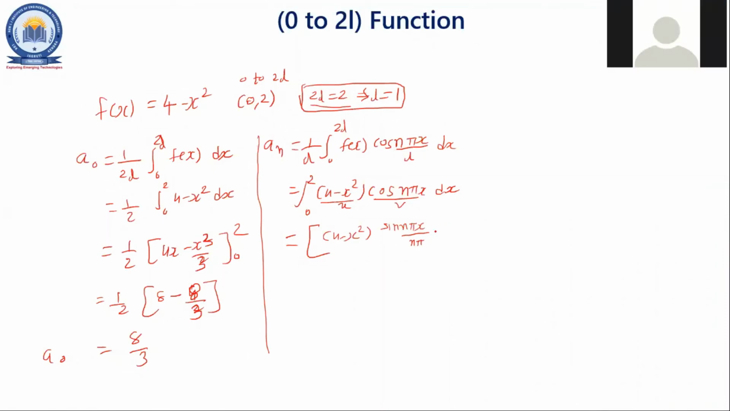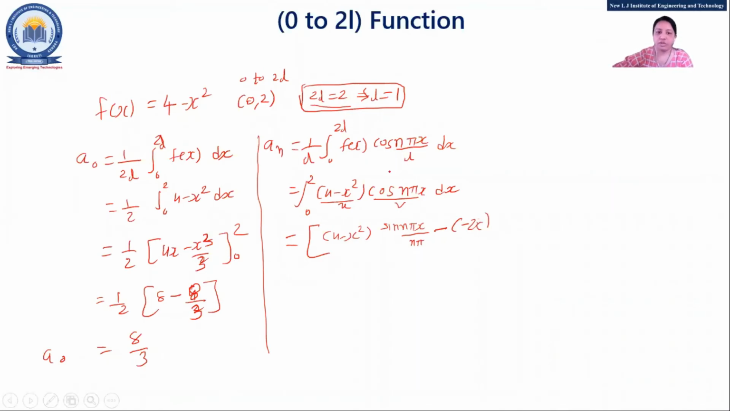Minus, then in bracket minus 2x. Always you are supposed to write the derivative of 4 minus x square. And then in another bracket, minus cos n pi x upon n square pi square. Sorry, here x is there, n square pi square.